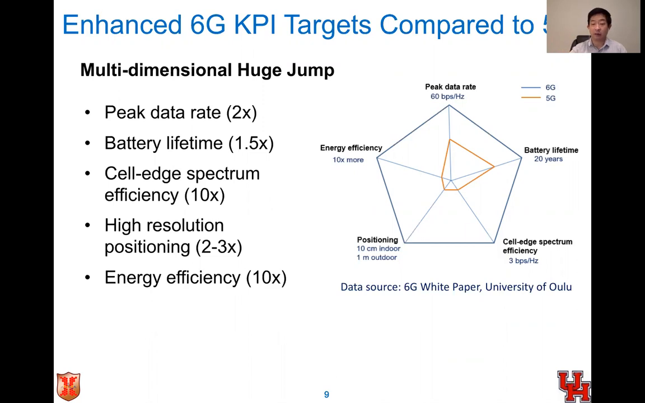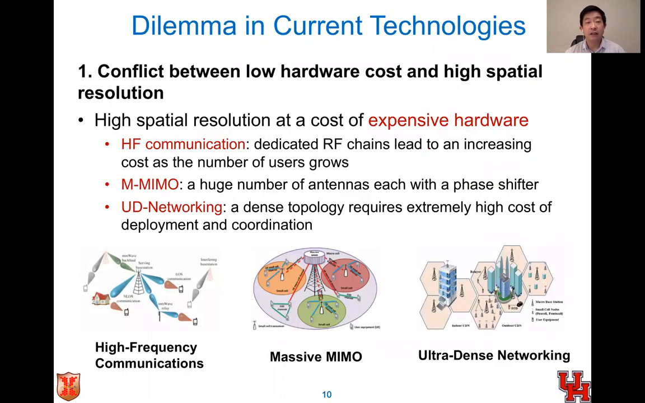So basically, this is a block diagram. And there are some dilemmas in the current technology. There's a conflict between the low hardware cost and the high spatial resolution. In order to have high spatial resolution, you need a lot of hardware. Just as I mentioned, for 5G you need a lot of small base stations. It costs a lot. And the solution is higher frequency communication like millimeter wave or massive MIMO, with a lot of antennas, or an ultra-dense network.